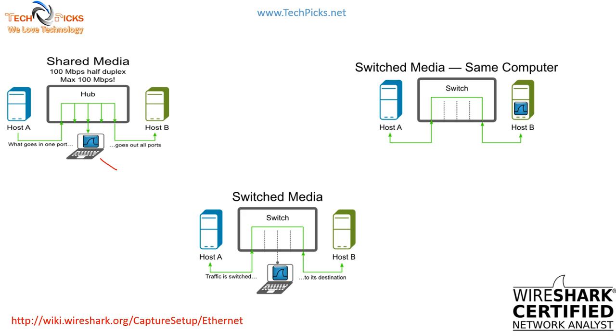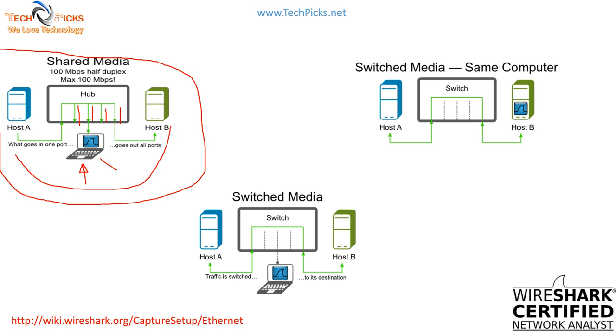into the hub, and everything that goes into one port is going to come out every port. So if it's going from host A to host B, your Wireshark machine will see that traffic, just like it's coming to you, through the port you're connected to.